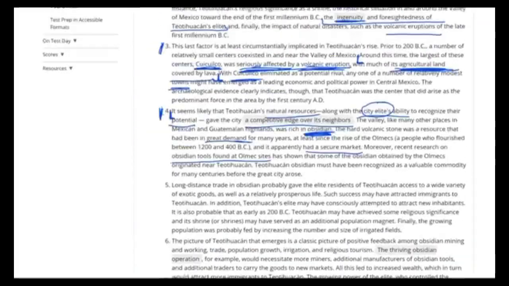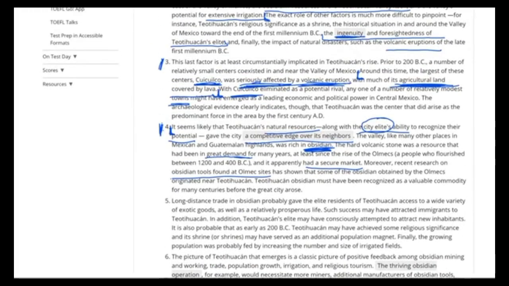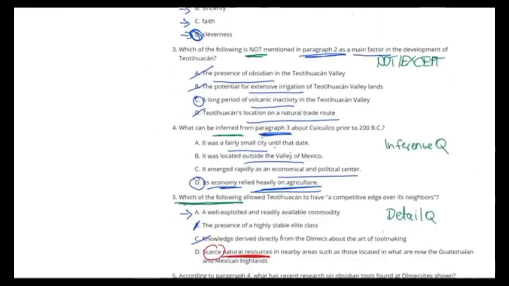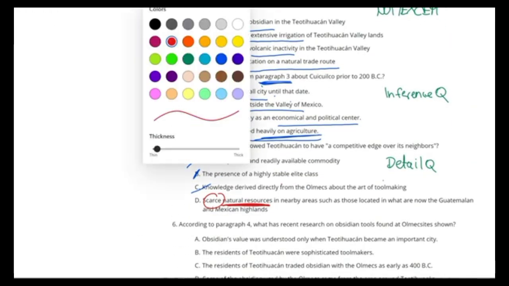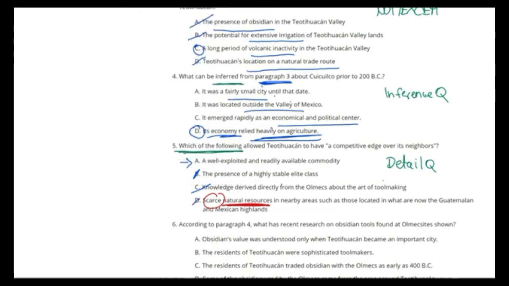D, scarce natural resources. They talk about natural resources in the text. So attention again, guys. This is directly mentioned in the text. Here they want to trick you, but they do not talk about scarce natural resources. If you remember that in the text, it says that the valley was rich in obsidian. Okay, it was rich in these resources. So from that we know that D is also out, so it must be A.